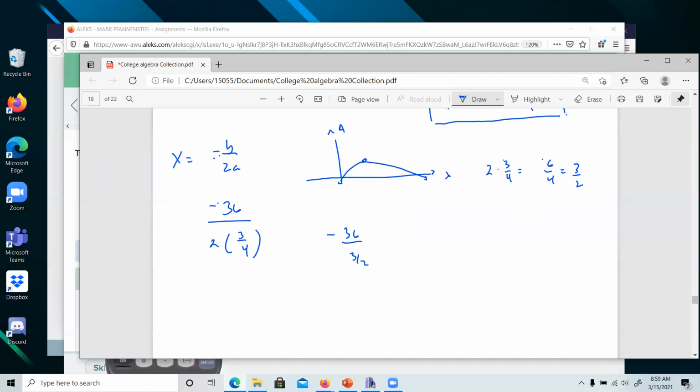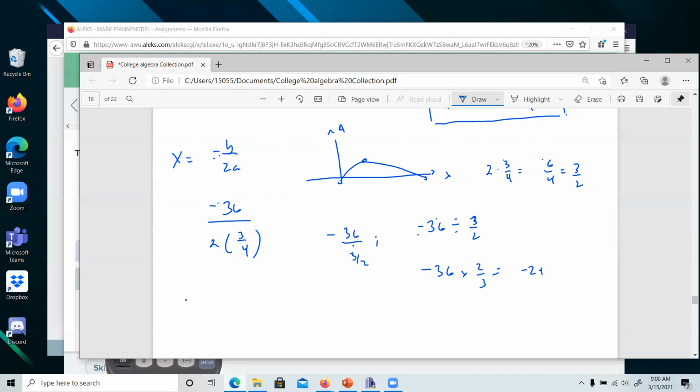And again, do you remember going back to doing a fraction over a fraction? This is negative 36 divided by 3/2. That's what this says. Okay. And if you remember what to do with division with fractions, that's negative 36 times 2/3. Right? It's going to be negative 24.